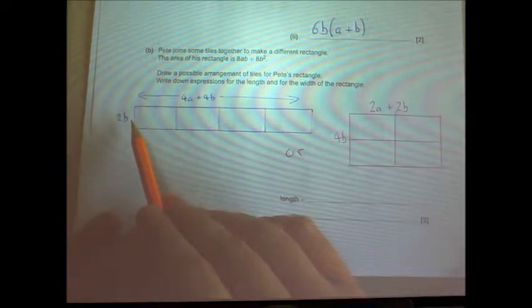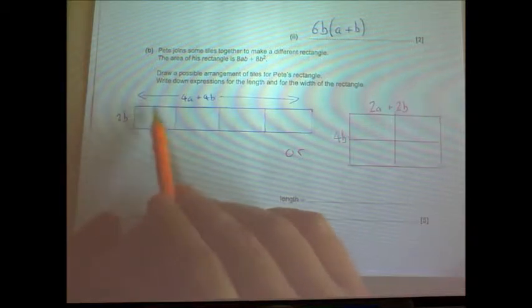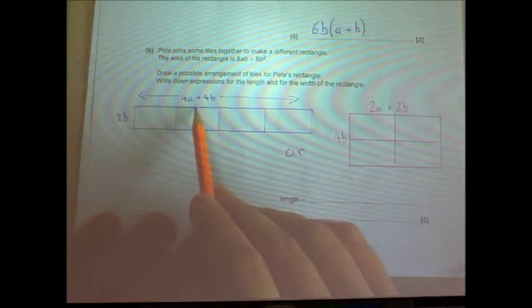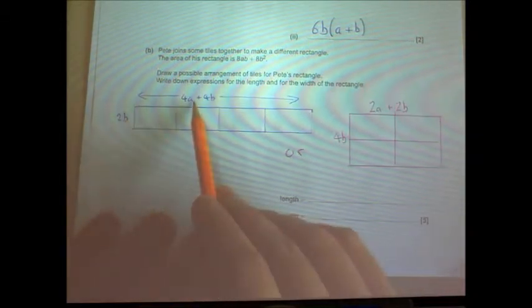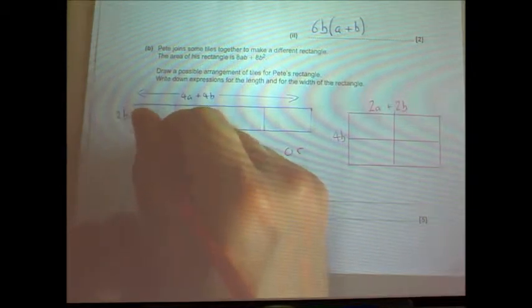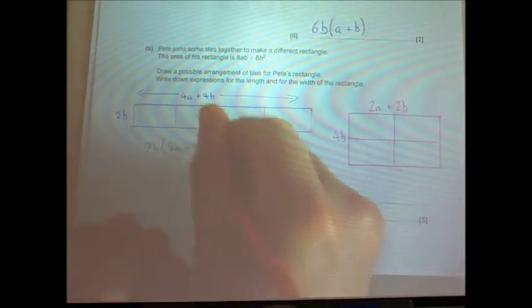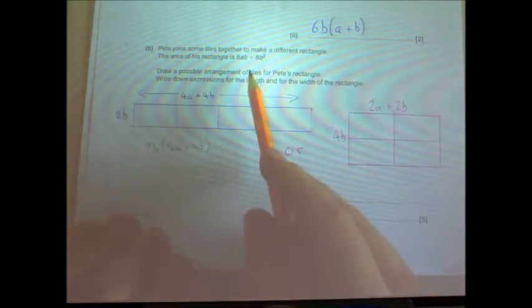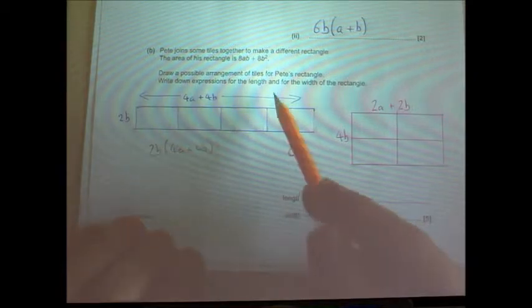It does actually say it is a different rectangle. Oh, good. So 2B, because it's that high, multiplied by A add B, A add B, A add B, A add B, which is 4A add 4B. So 2B times that. If you want to put it like this, you can. 2B, 4A plus 4B. If you expand that out, you'll get 8AB plus 8B squared. So you could do that one.